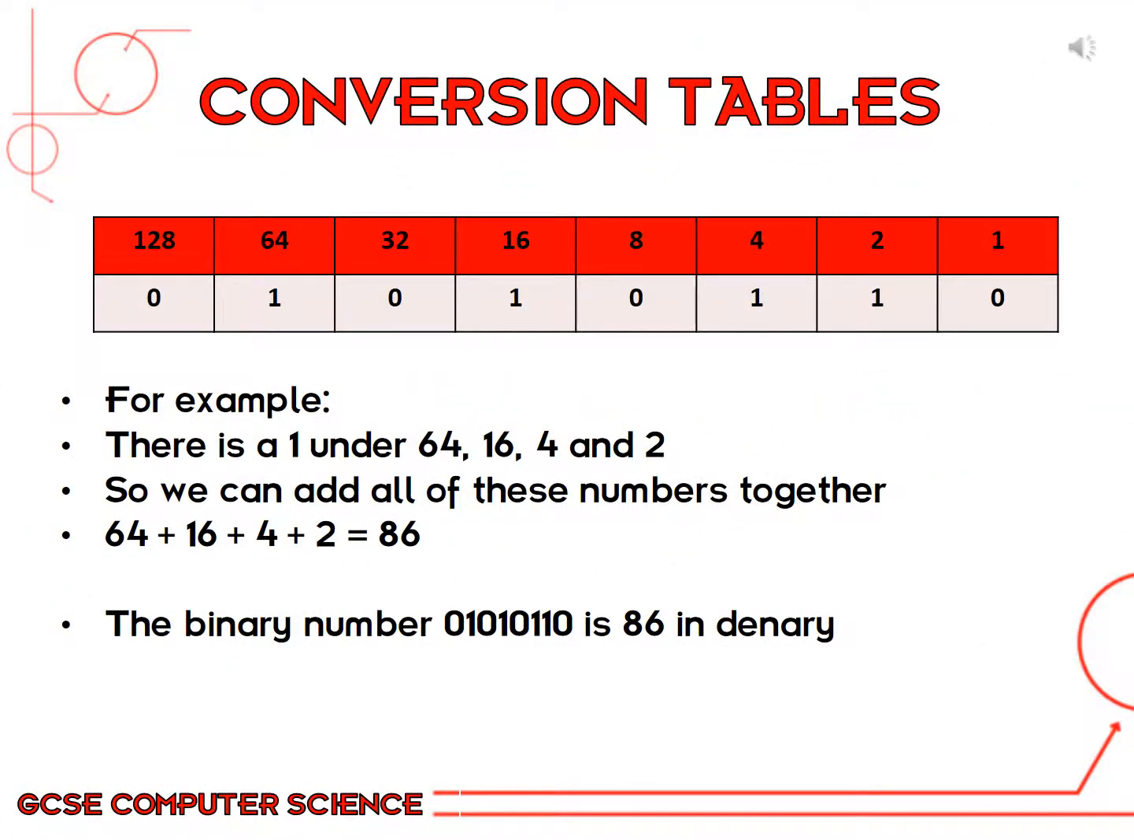So with a conversion table, if we put in all of those binary numbers, so 0 1 0 1 0 1 1 0, that binary number has been put into my conversion table. All you have to do to convert that to denary is add up every time there is a 1. So every time we find the 1, we add it. So there's a 1 under 64, there's a 1 under 16. So 64 and 16 is 80. Then we add a 4 is 84, and we add a 2 is 86. So that binary number is 86. That's really easy, isn't it?